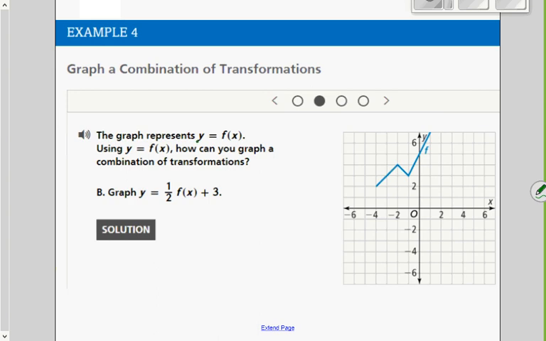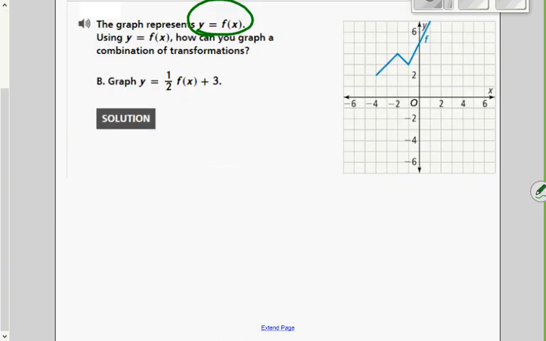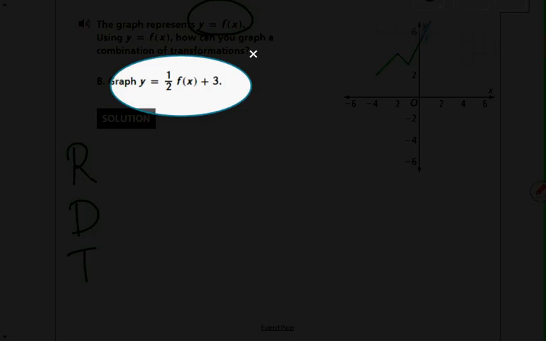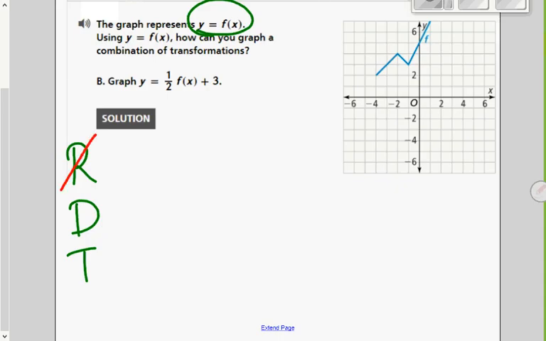So again, whatever f of x was, it produced this blue graph. Now, we're going to see what happens. Are there any reflections, dilations, or translations? For reflections, I don't think we have any, because when I look here, I don't see any negative signs. Nothing is taking this graph and flipping it left or right, or up and down. So we're going to put an X through reflections. No.